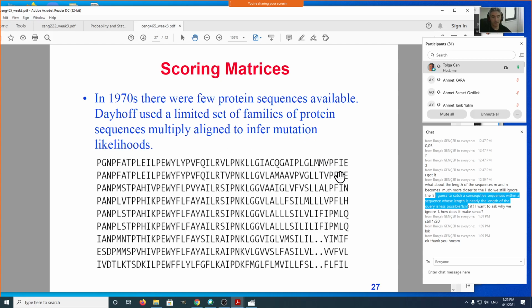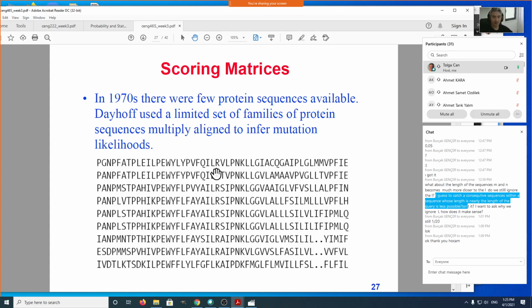Dayhoff et al. used a limited set of families, since very few protein sequences were available back then, but they did a manual multiple alignment of these sequences like this and analyzed them. This is just a small example of what they did. They actually analyzed many more. If you're interested, you can go ahead and read the original BLOSUM 62 or PAM 250 paper.